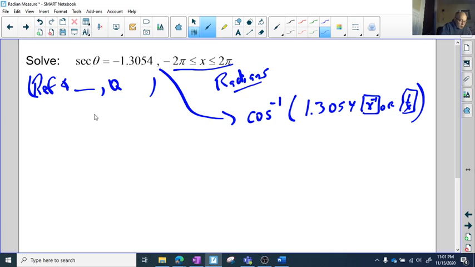All right, so I'm going to input that on my calculator. Inverse cosine, 1.3054. Hit my reciprocal button. Again, new calculator, I have to find the button here. And I'm getting 0.698.